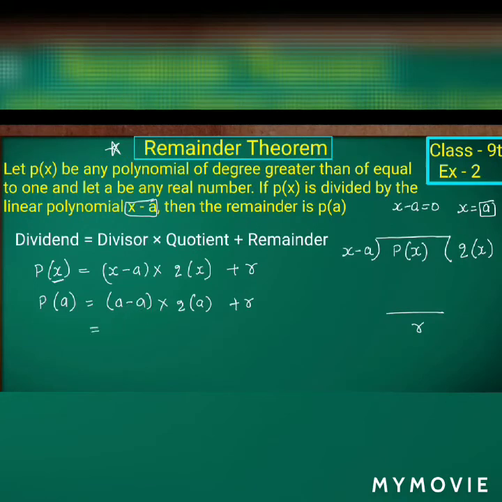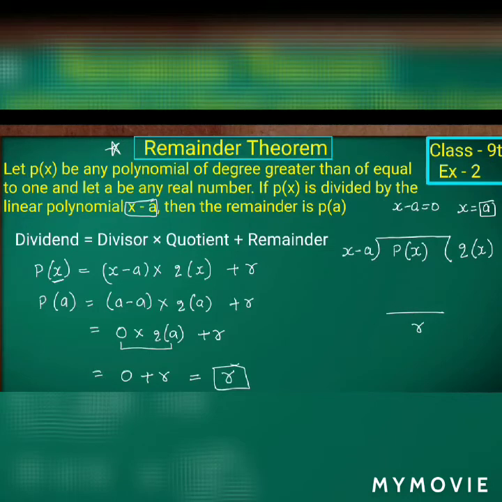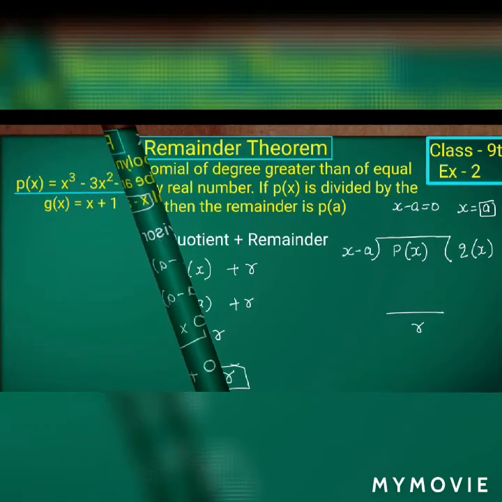Or else directly we can take x minus a equal to 0. So 0 into q of a plus r. 0 into anything gives 0 itself, so any value multiplied with 0 becomes 0. What else remains here? The remainder. So p of a gives the remainder.